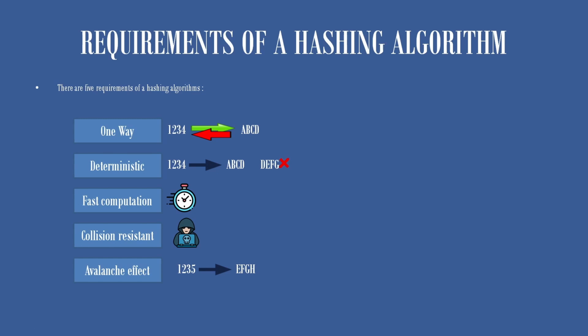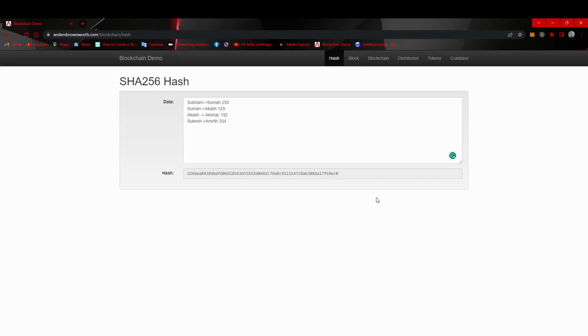Okay, so now let's see these things with a practical example. Here we are going to see how SHA-256 fulfills all five requirements. The first one is one way. As you can see, the data is given here, and it produces a hash of 64 hexadecimal characters, and you cannot reverse it; you cannot convert the hash back into the data. The second one is deterministic: every time you give this input, it will give the same outcome.